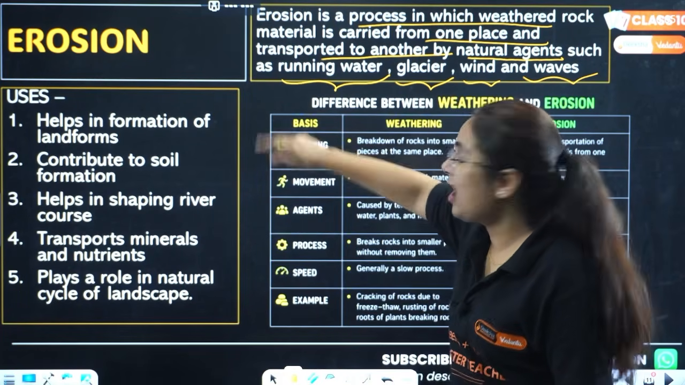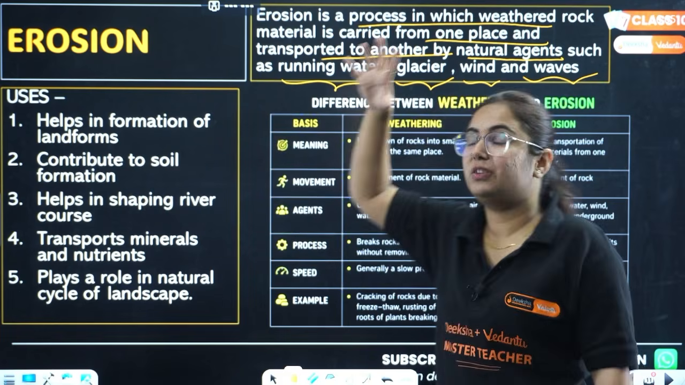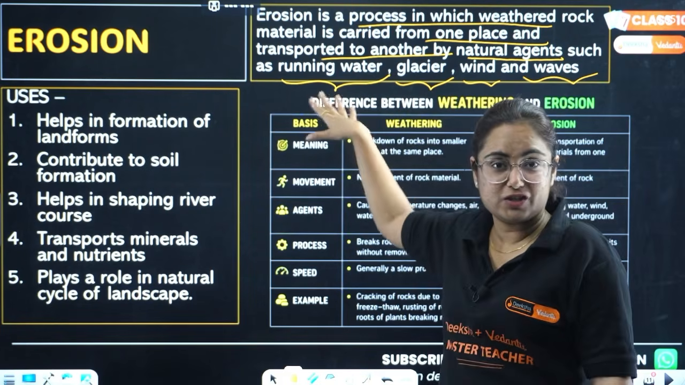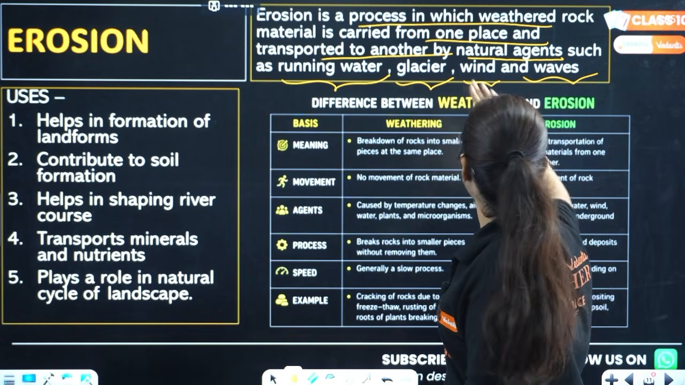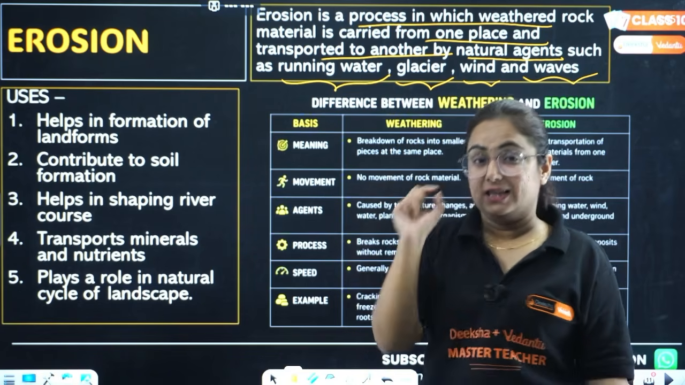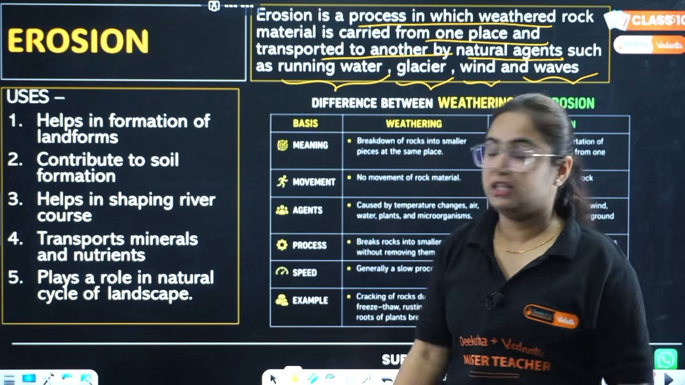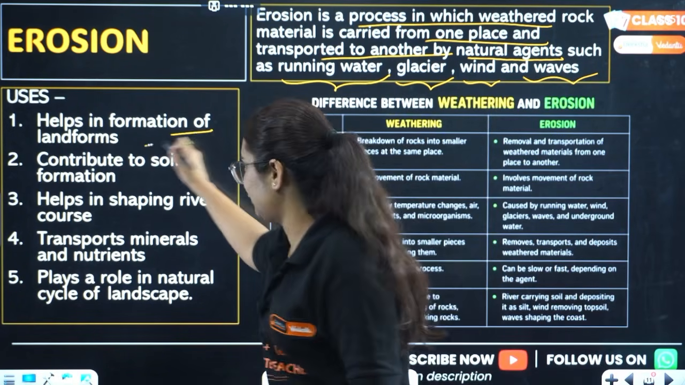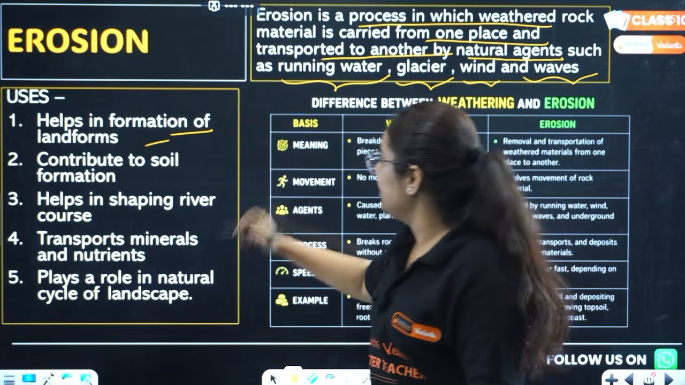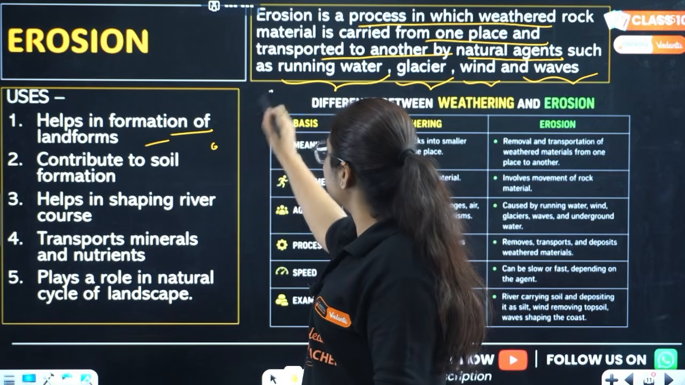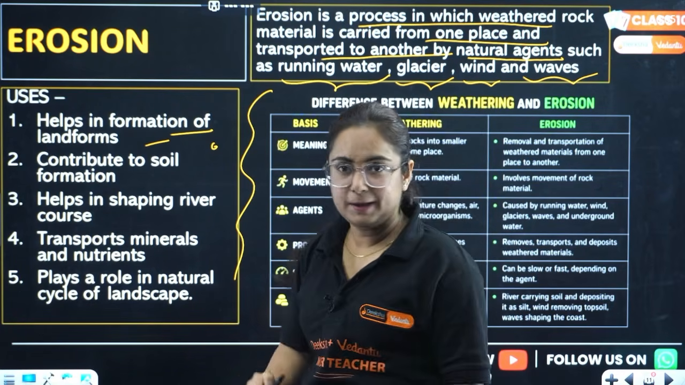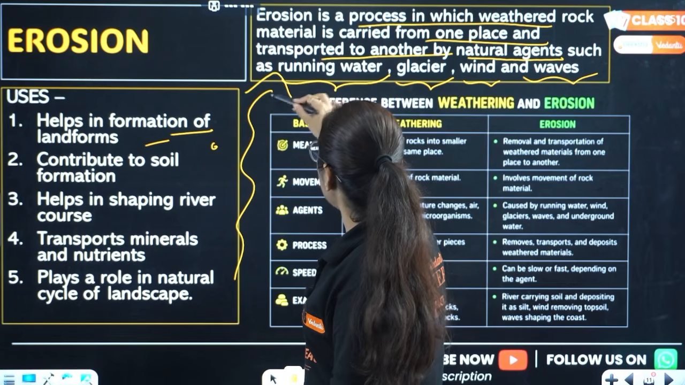These weathered rocks move to other places with agents of nature like running water, glaciers, and winds. This process is known as erosion. It is helpful in the formation of landforms, right? Because see, there is a river.